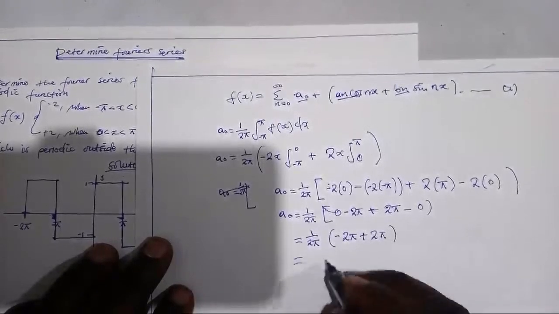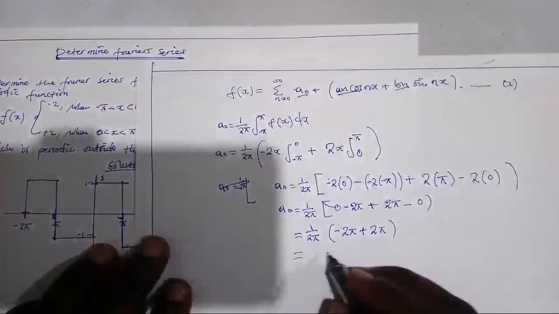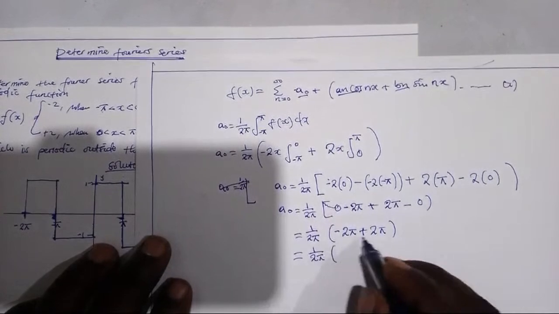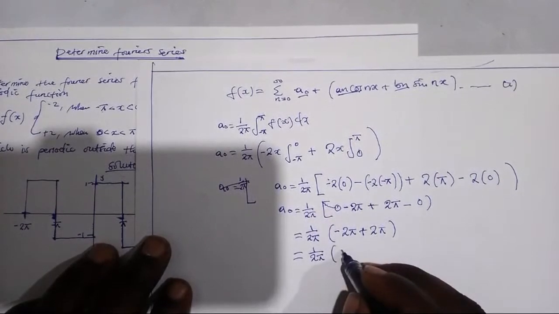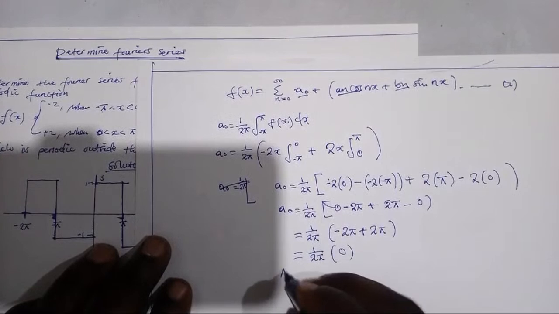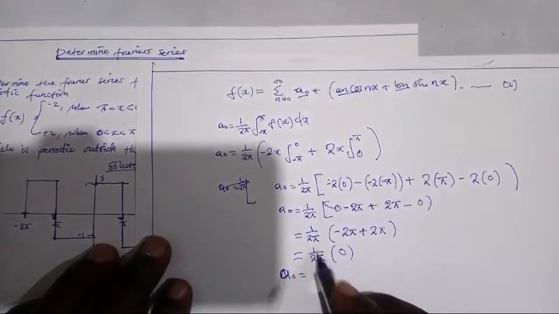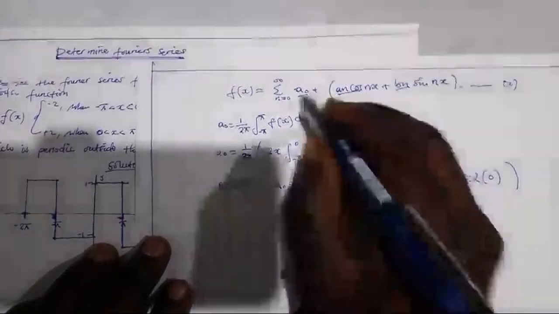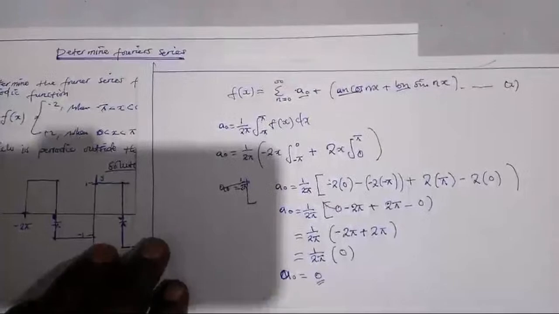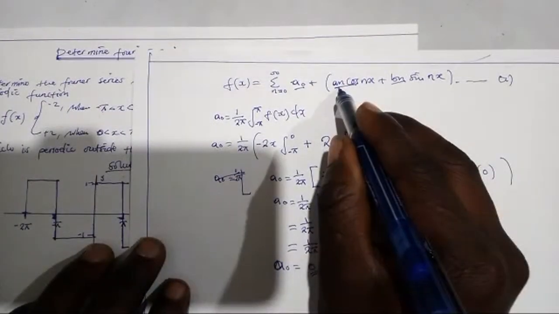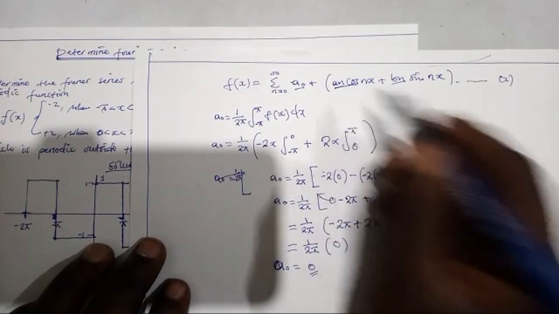Then it will be equal to 1 over 2 pi, open bracket, minus 2 pi plus 2 pi, you are going to have 0 here. So a sub 0 will be equal to 1 over 2 pi times 0, you're going to have 0. So we have found a sub 0, it is 0, okay? Let's find this one here, okay? Let's find a sub n.